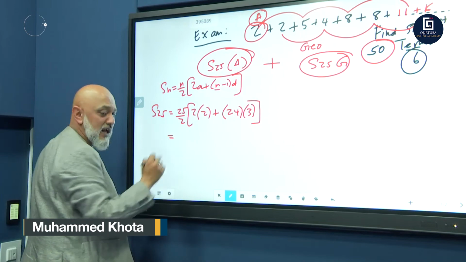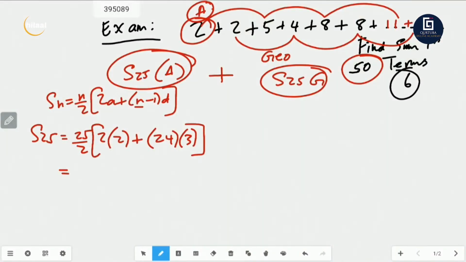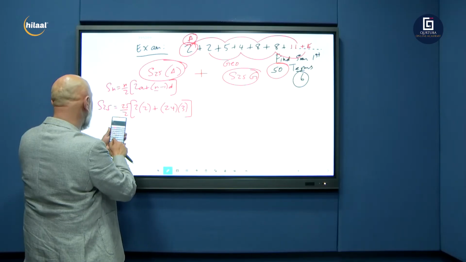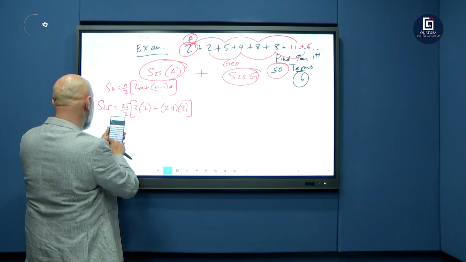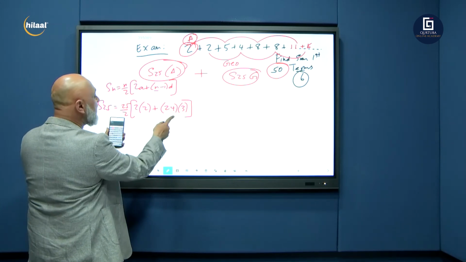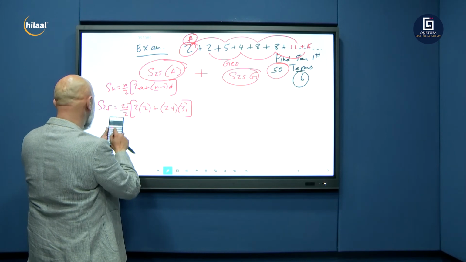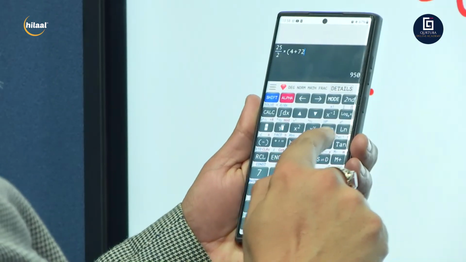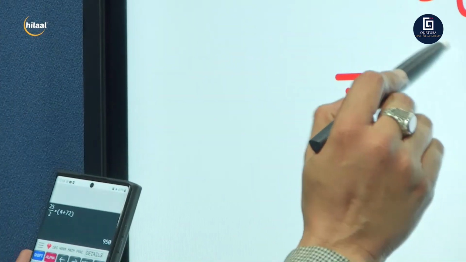Let's do this all one shot on the calculator. Let's go to our calculators here, guys. We're going to go fraction, 25 over 2, open brackets, 2 times 2 is 4, plus 24 times 3, 72, and we close the brackets there at the end. Our answer here is 950.